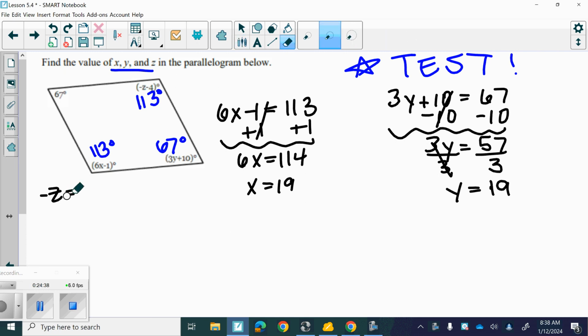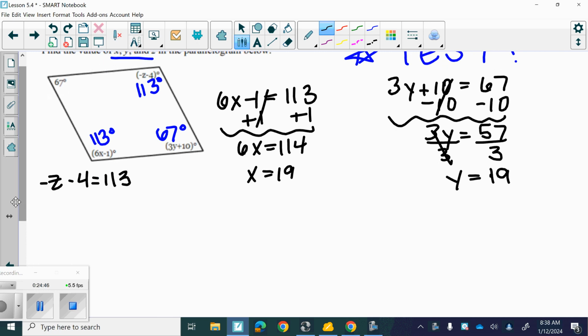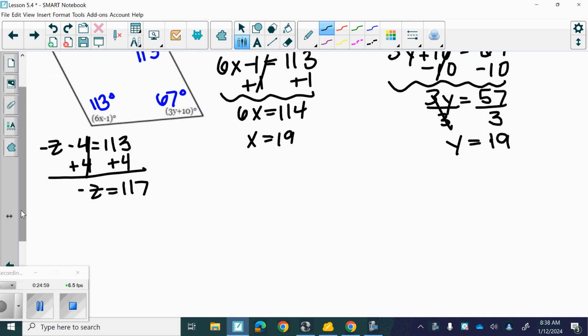Okay. So now I have negative z minus 4 equals 113. What does negative z equal? 117. 117. And then you gotta divide it, or you just gotta remove the negative, right? Yes, but how do I move it? You divide by a negative, right? I need to get rid of the negative. So I can just divide both sides because that's technically a 1. So divide by a negative 1. So Z is negative 117.